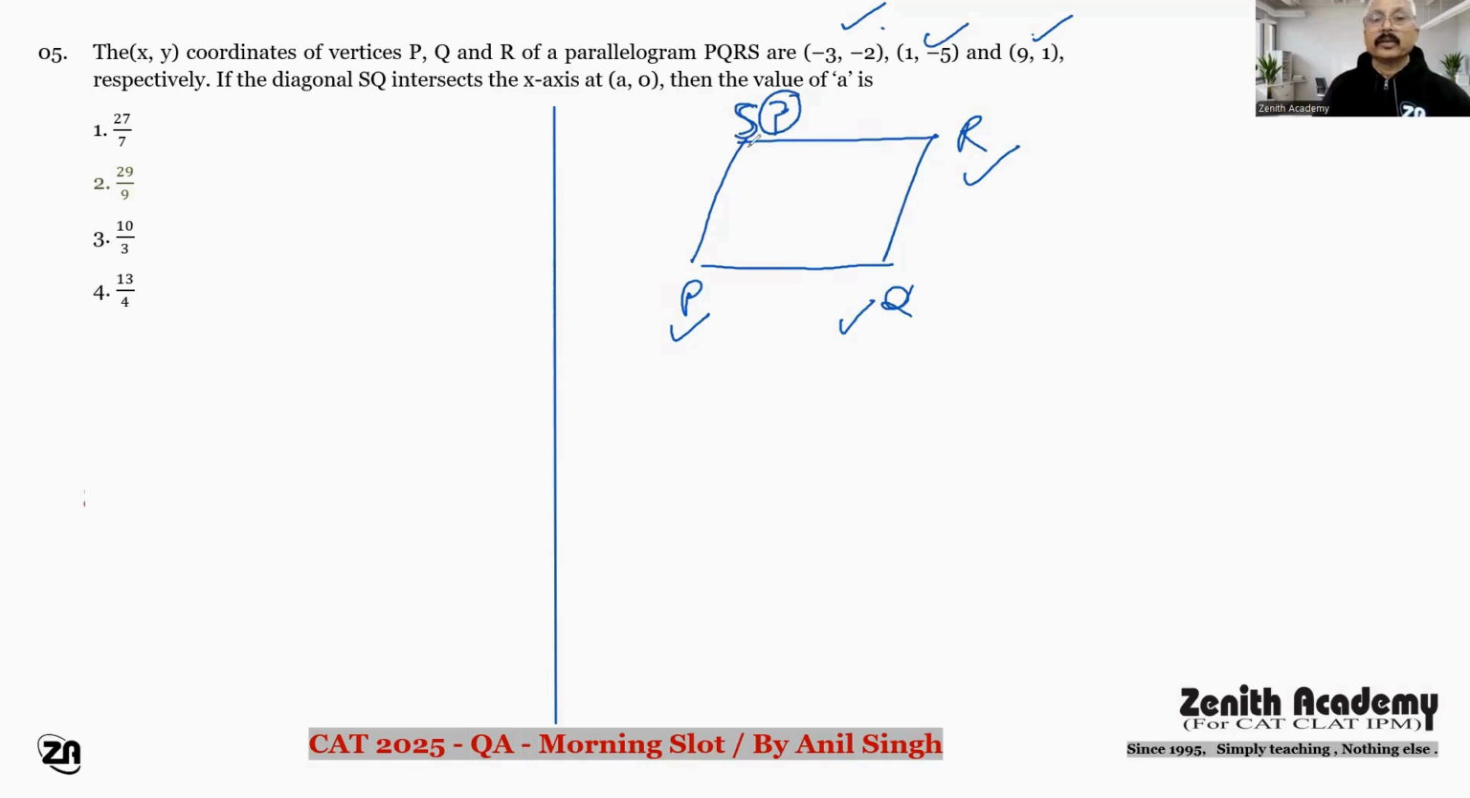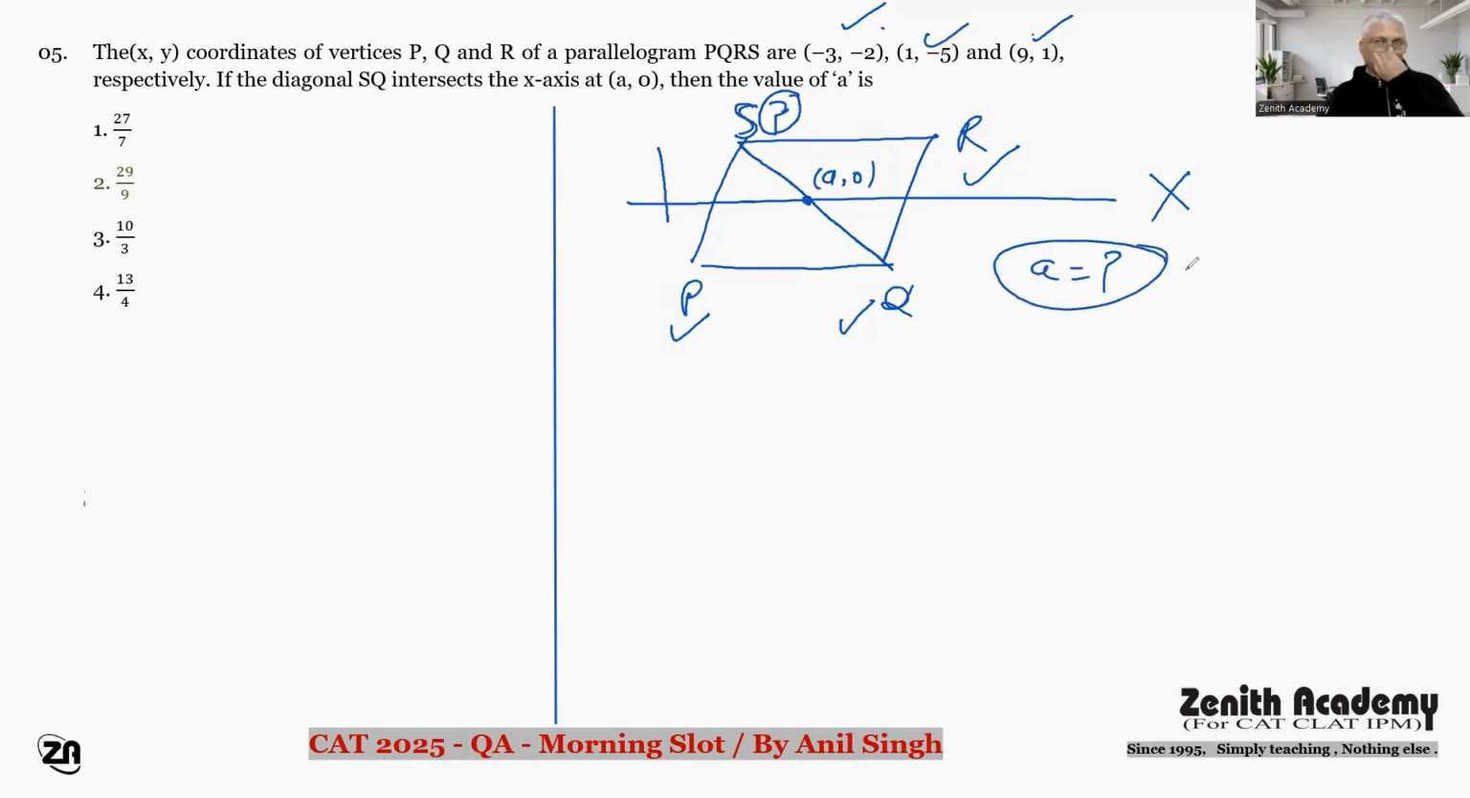If the diagonal SQ intersects the x-axis at point A, 0, then find the value of A. Find the value of A. This is our question, right?